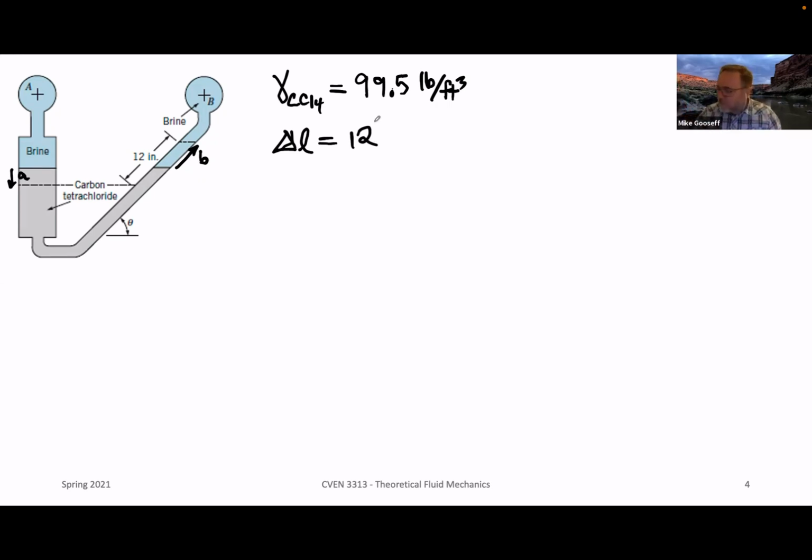But that 12 inches is made up of two things. It's equal to B, this difference of the move up, right, of the fluid going from here to there. But then there's also A dropping on the left-hand side. So this is going to be equal to B plus, and then we're going to say A over the sine of theta. Okay, why did I indicate A over the sine of theta?